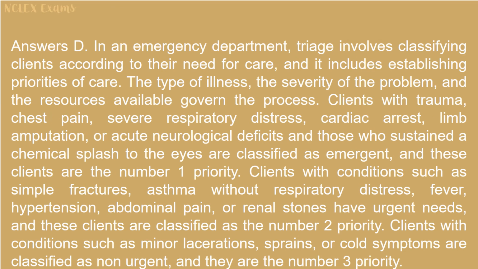Answer D. In an emergency department, triage involves classifying clients according to their need for care, and it includes establishing priorities of care. The type of illness, the severity of the problem, and the resources available govern the process. Clients with trauma, chest pain, severe respiratory distress, cardiac arrest, limb amputation, or acute neurological deficits, and those who sustained a chemical splash to the eyes are classified as emergent, and these clients are the number 1 priority.